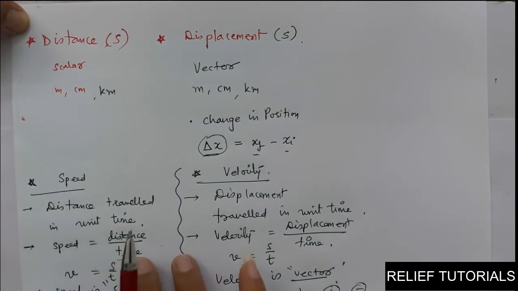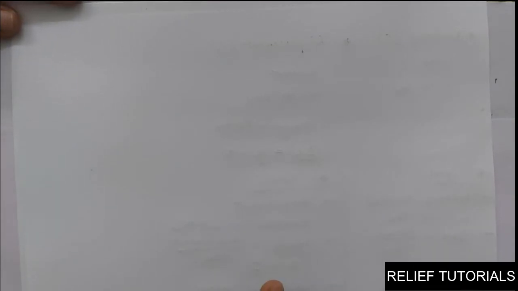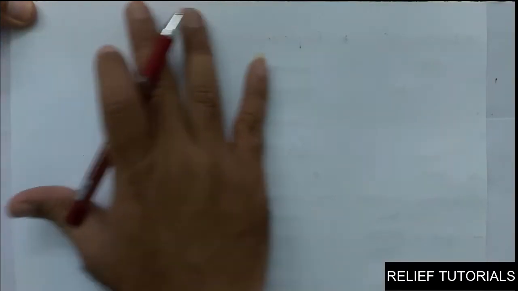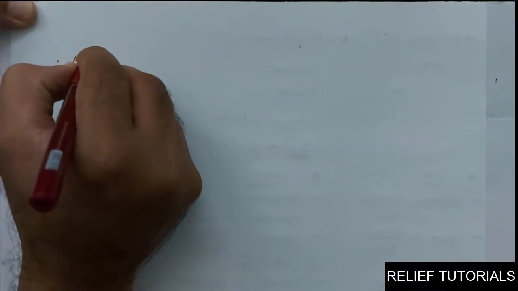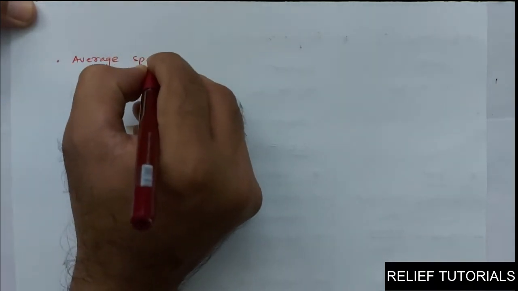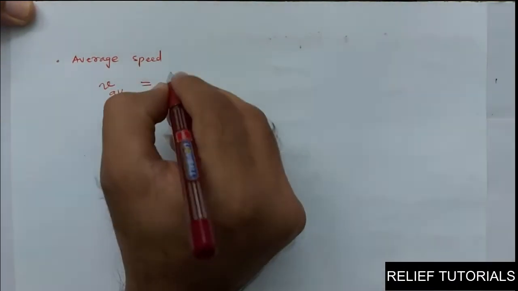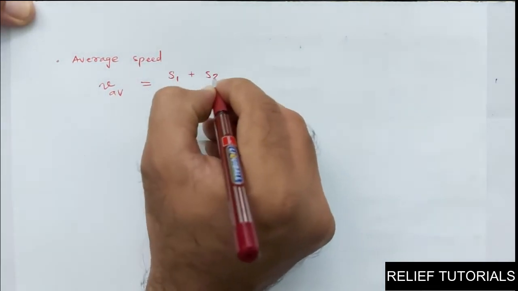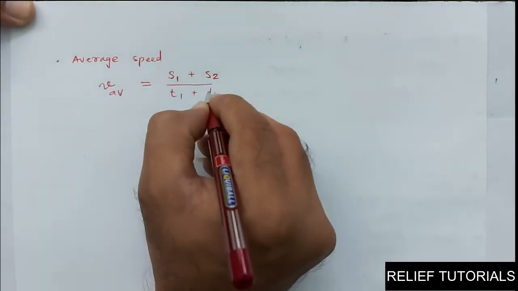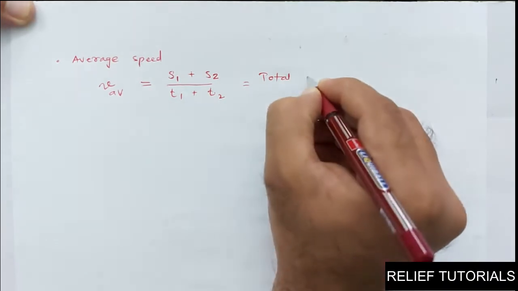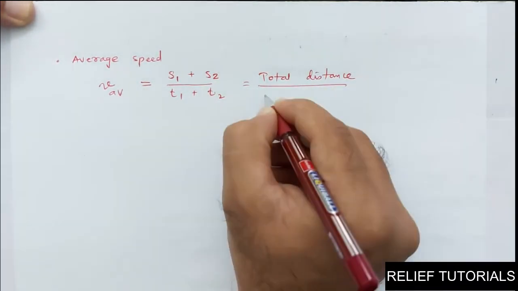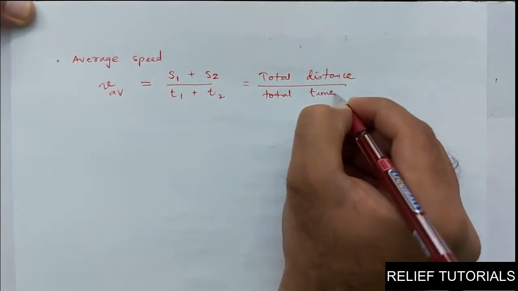What was the formula for average speed? Let me write all the formulas for you. See, students, we are just doing the recap of the previous lectures, because the new topic we will start will be quite typical, and for that we require the whole base up to here. Which are the formulas we have seen? Average speed VAV is equal to S1 plus S2 upon T1 plus T2, means in words total distance upon total time.